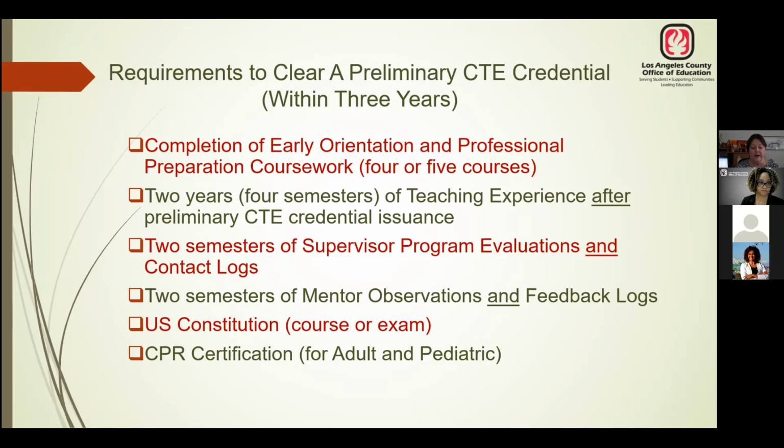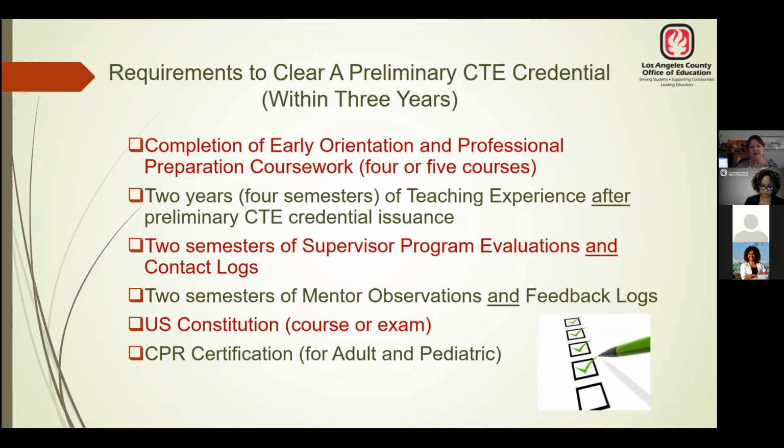the prelim issuance date. Now, one last thing. If it appears that the individual will not have the 4 semesters of teaching and they won't have the 2 semesters of supervision and the 2 semesters of mentoring, there is another option. There's an additional course that they can take. It's called the Advanced Professional Training Course for CTE credentials. And then they could still clear their credential. So that would be their plan B.